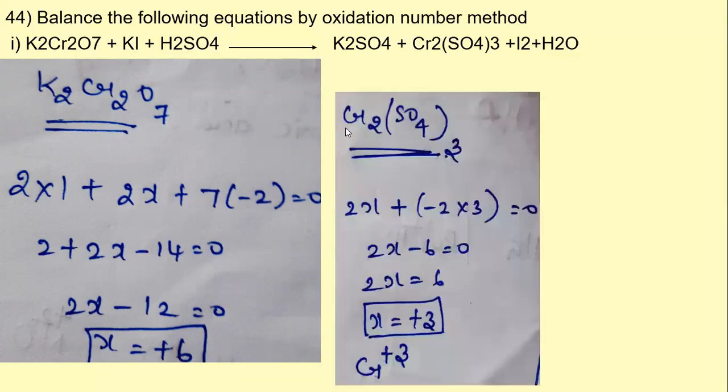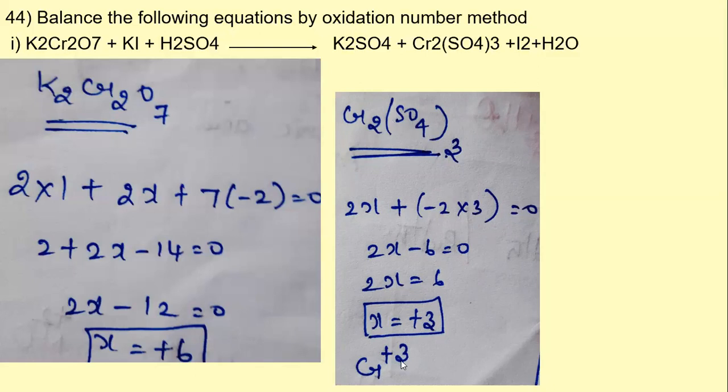And next comes chromium sulfate. Here also I am keeping chromium as X. So now 2X, and this sulfate is a whole compound, so it is considered to be a single unit. One sulfate will have the oxidation state of -2. Here 3 sulfates are there, so it is multiplied by 3, which will be equal to 0. On simplifying we get X equal to +3.